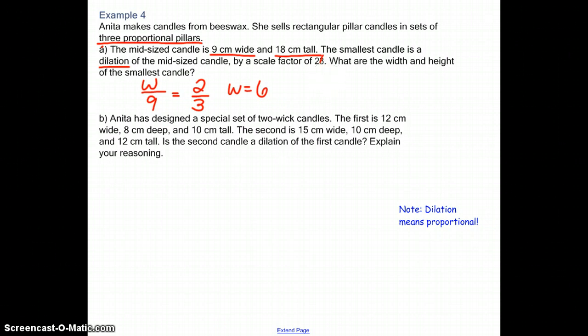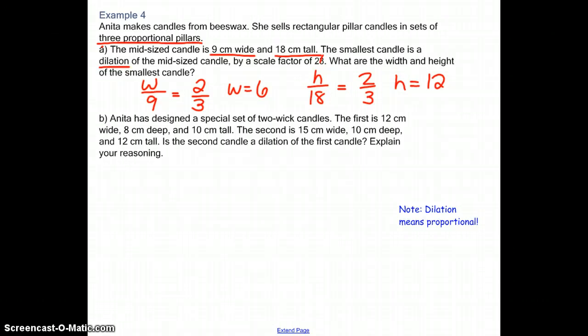We can then do the same thing for the height. So we have height over 18 equals 2/3. Again, the height is going to be smaller than the mid-sized candle because we're talking about the smallest candle. So H here is 12. So your new width is 6, your height is 12.